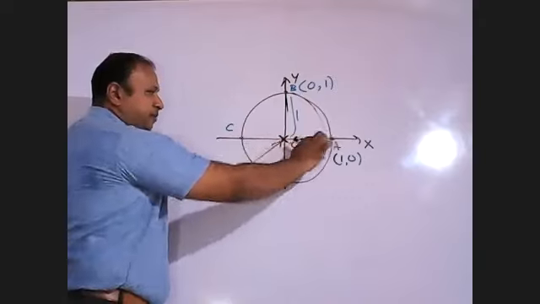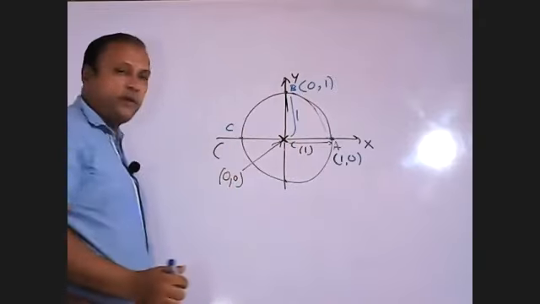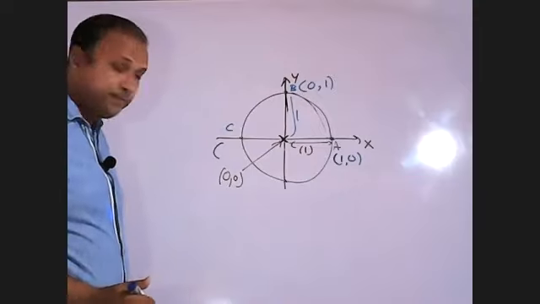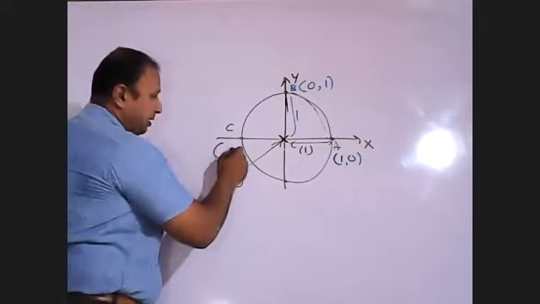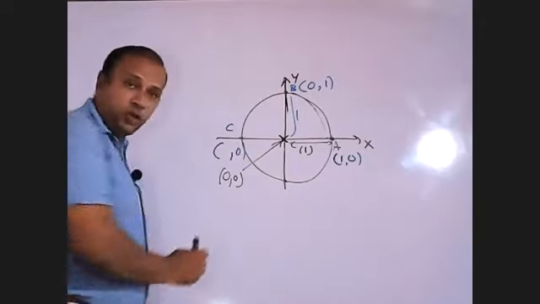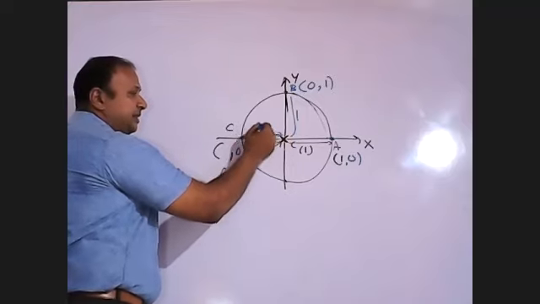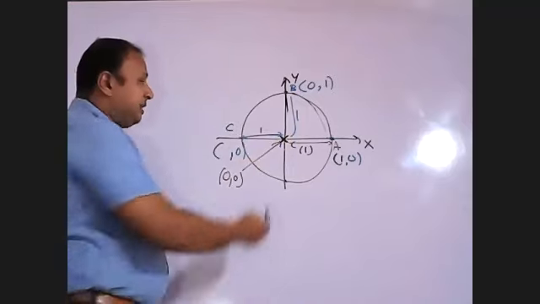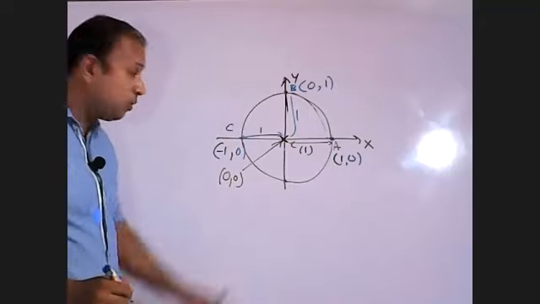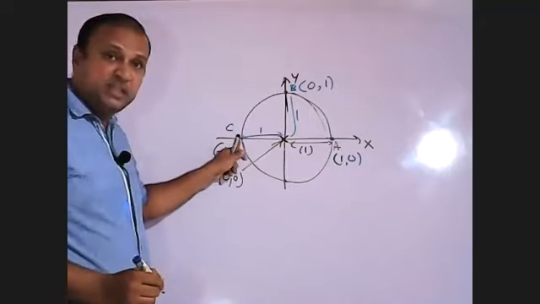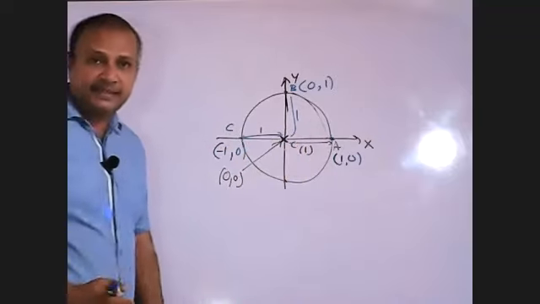Point C is on the x-axis. Therefore, it has an x coordinate. But as this is on the x-axis, its y coordinate is 0. You know this length. This length is unit 1. Therefore, this coordinate should be equal to -1 because C is located on the minus side of the x-axis.